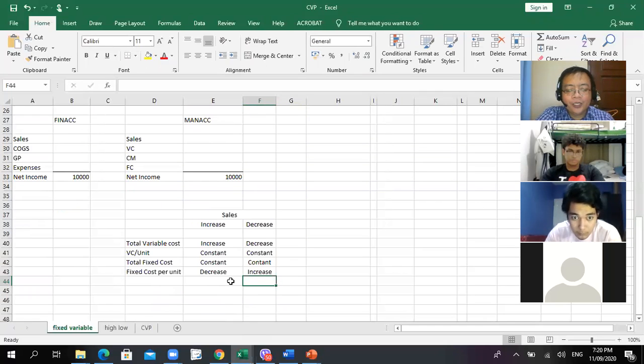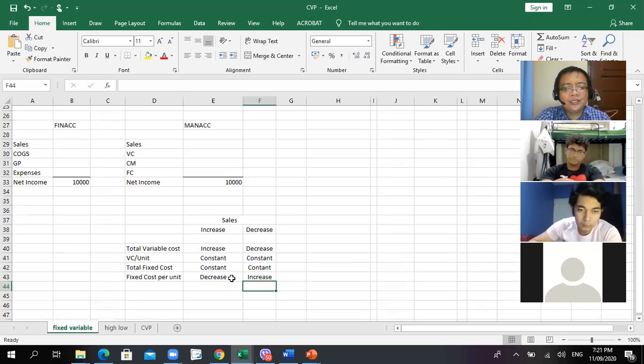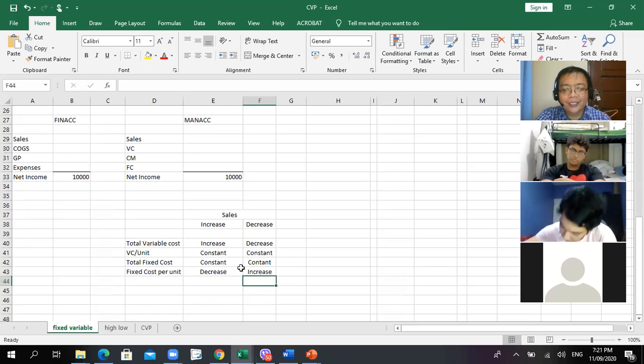In this example, the total variable cost will vary directly and proportionately with your sales, while the variable cost per unit and the total fixed cost will remain the same regardless of the changes in your activity. The fixed cost per unit varies inversely with the changes in your sales. Was this understood? Honestly, some yes, some no.